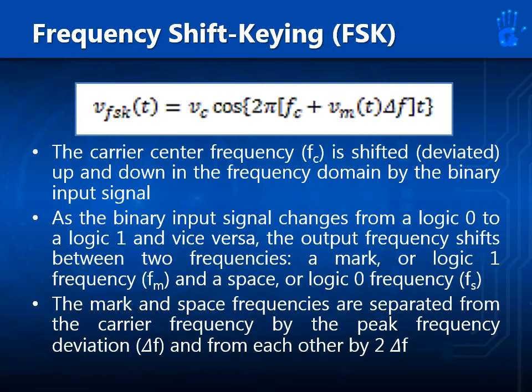By the way, mark and space are other terms for logic 1 or logic 0 and logic high or logic low. These aren't only exclusive for FSK. They can also be used in other digital modulation schemes. Now let's proceed. The mark and space frequencies are separated from the carrier frequency by the peak frequency deviation delta f, and from each other by 2 delta f.